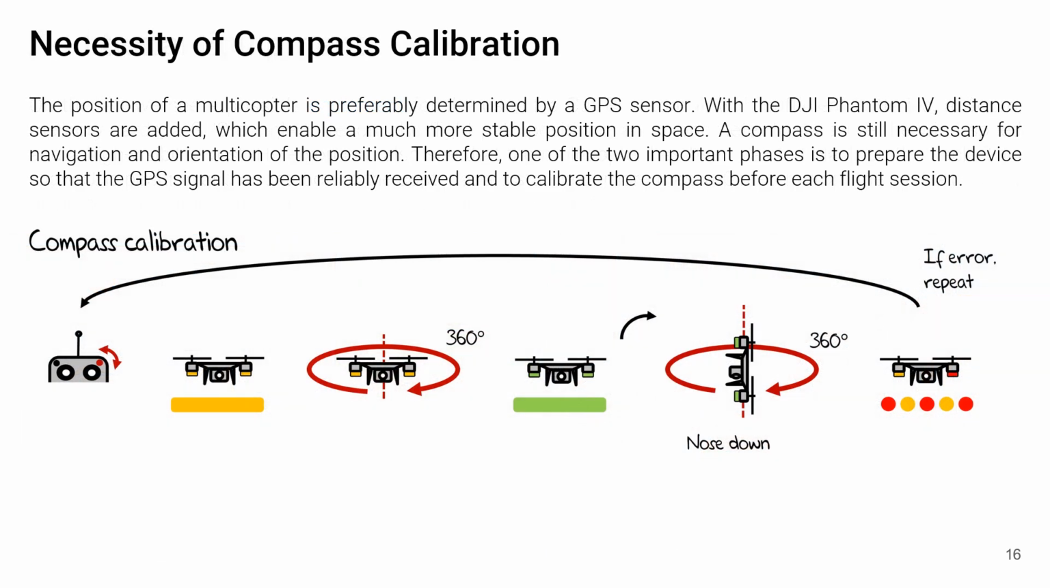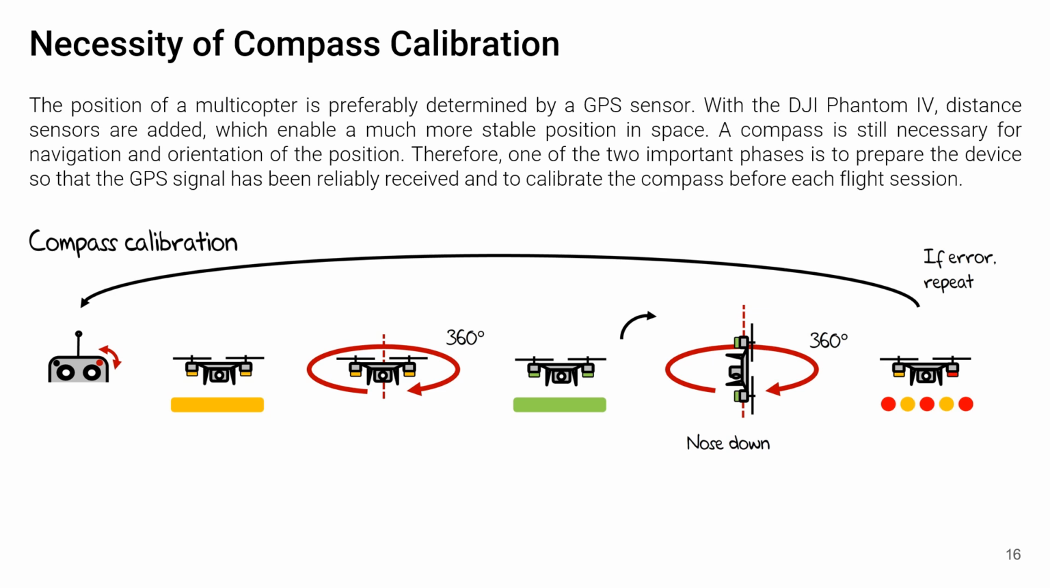The position of a multicopter is preferably determined by a GPS sensor. With the DJI Phantom IV, distance sensors are added, which enable a much more stable position in space. A compass is still necessary for navigation and orientation of the position. Therefore, one of the 2 important phases is to prepare the device so that the GPS signal has been reliably received, and to calibrate the compass before each flight session.